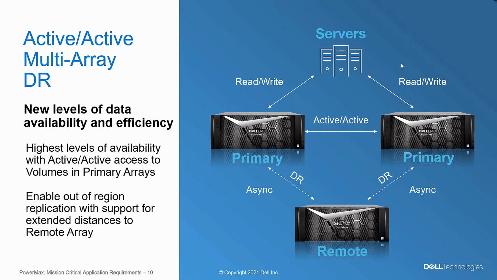primary assets. In support of an out of region solution to complete my DR picture, we actually use asynchronous replication to a third remote storage asset, and we manage which one of the primary arrays is responsible for updating that remote array. This gives us the ultimate in out-of-region DR solutions, while still giving us the active capabilities we need for these mission-critical applications.